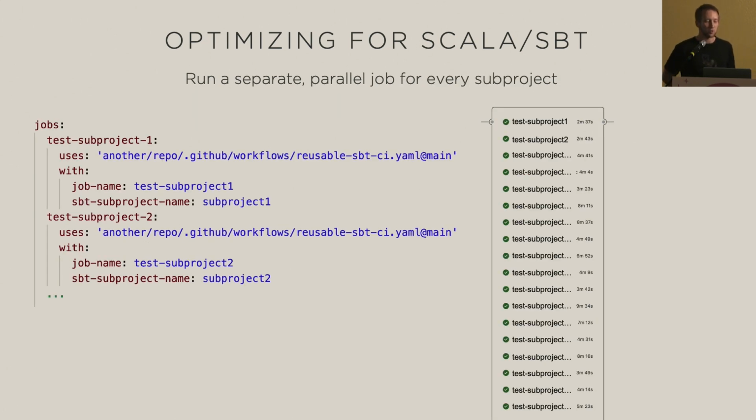The second thing we can do is run a separate parallel job for every one of our sub-projects. This is particularly useful in SBT projects that have a ton of sub-projects. It can actually be faster to just run these all in parallel, and if you have the resources available, they will all run in parallel, which has been very helpful in some of our larger repos. It's not a silver bullet. You still have to watch out for rate limiting, but it is an option that you have.